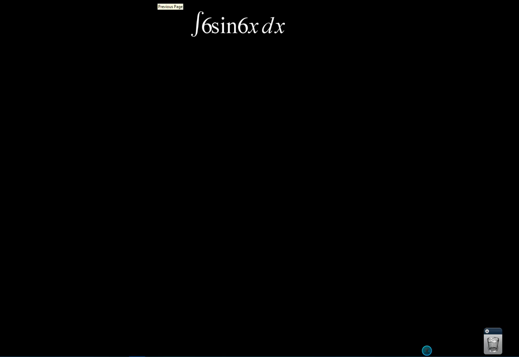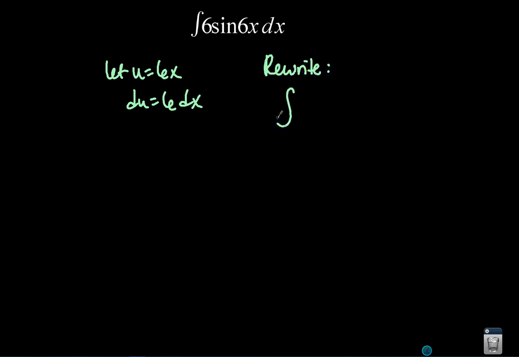This is a little bit different. We haven't done antiderivative of sine just yet. So again, you want to look for an expression and its derivative nearby. I'm going to say let u equal 6x. du is going to be 6 dx. So rewrite the integral of the sine of u, 6 dx, we're good there, du. Antiderivative of sine is negative cosine u plus c, so negative cosine 6x plus c is your antiderivative.